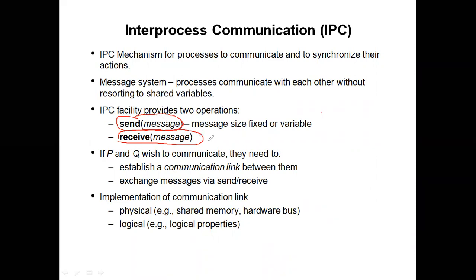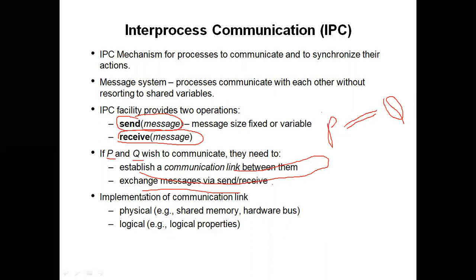So how does this communication take place? If P and Q are the processes which wish to communicate with each other, they have to establish a communication link between them. Then they exchange messages via this communication link with the help of send and receive operations. They will use the link, and the send and receive operations to send and receive messages through this communication link.